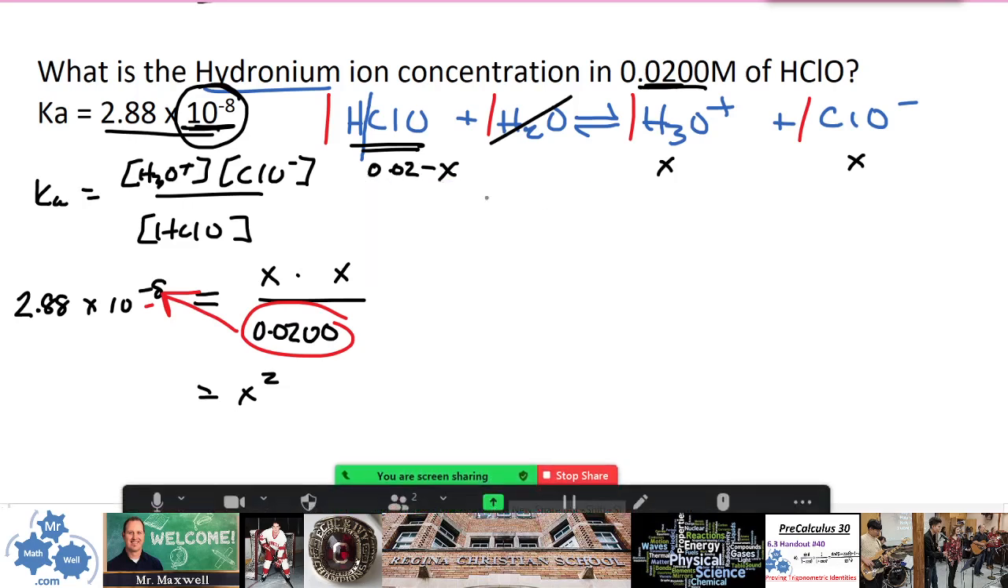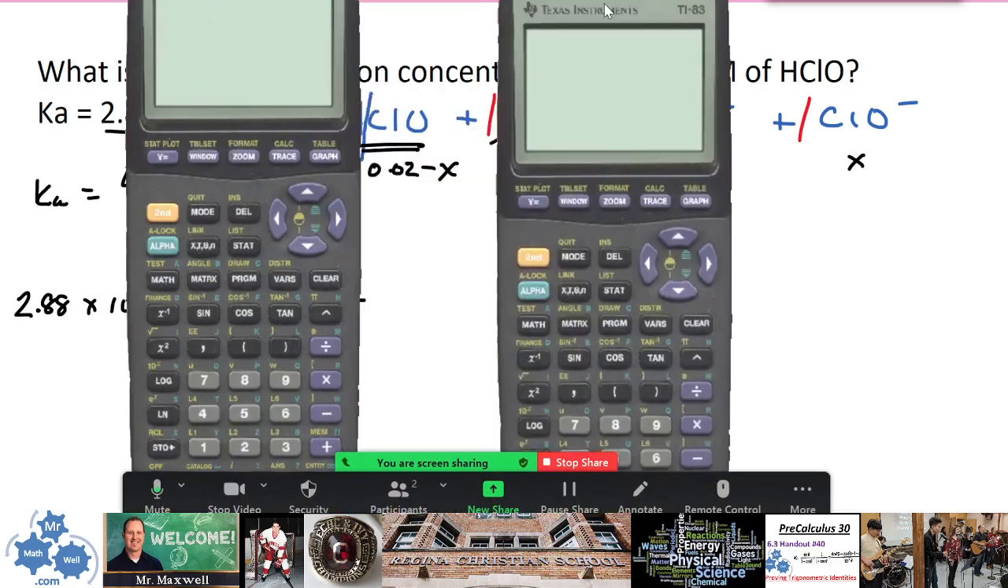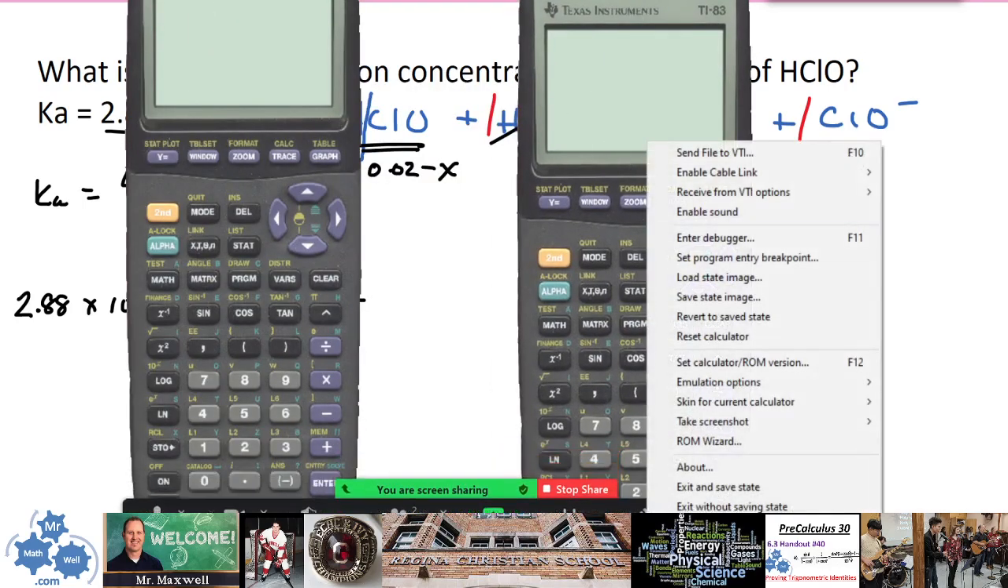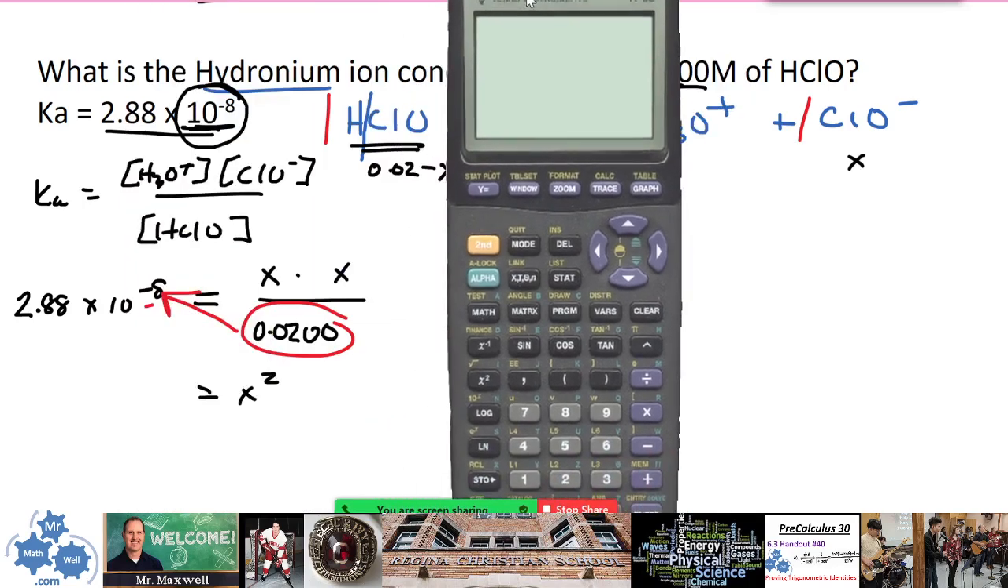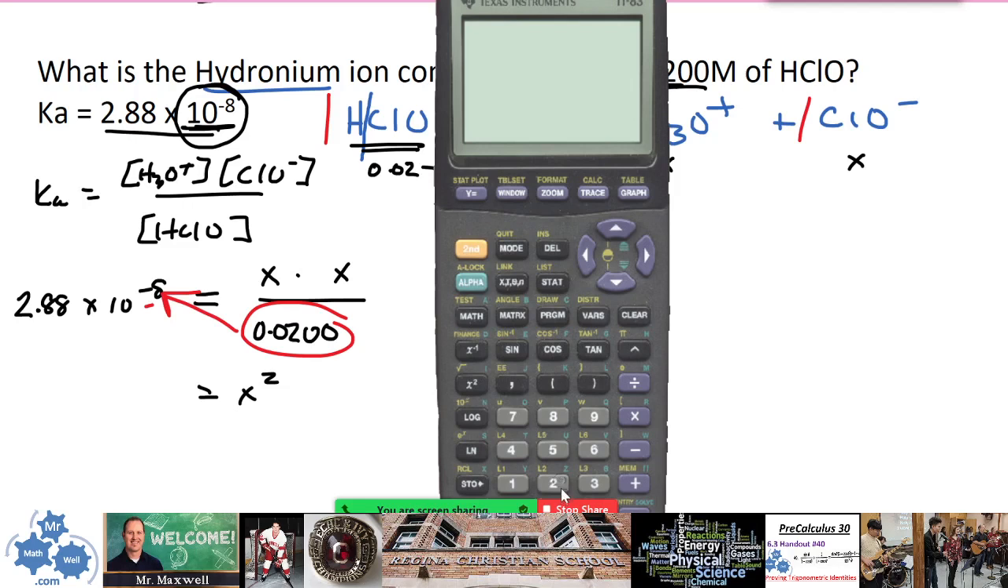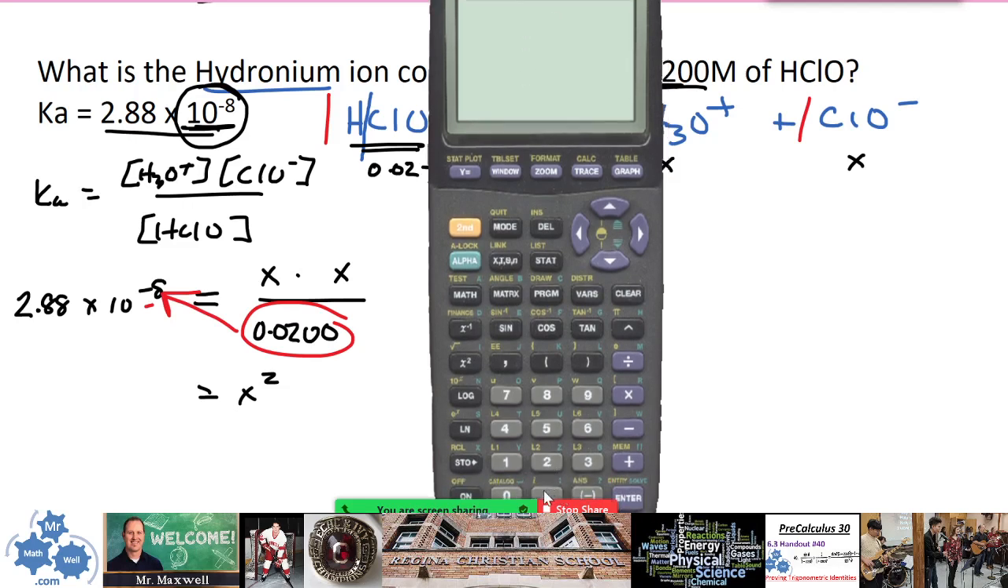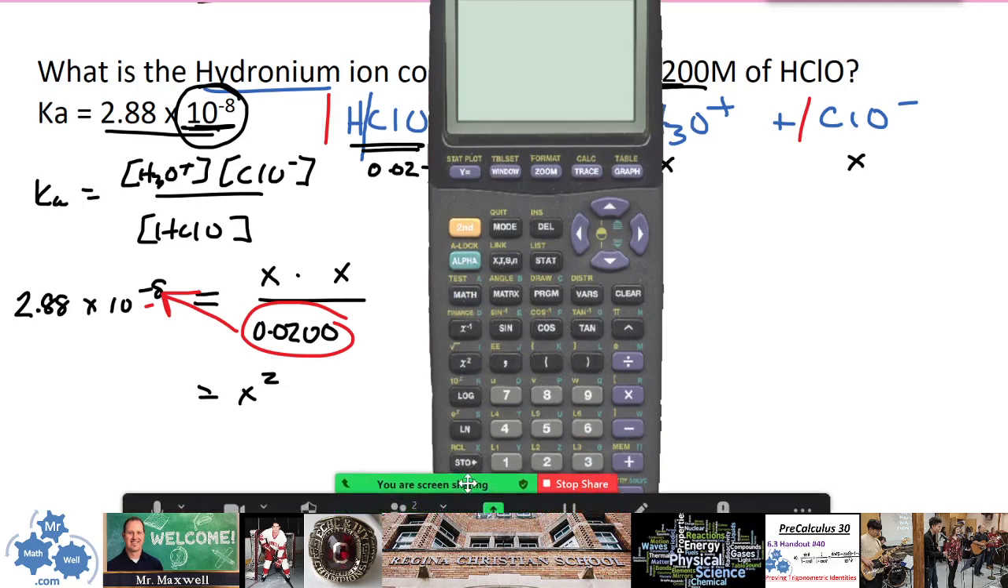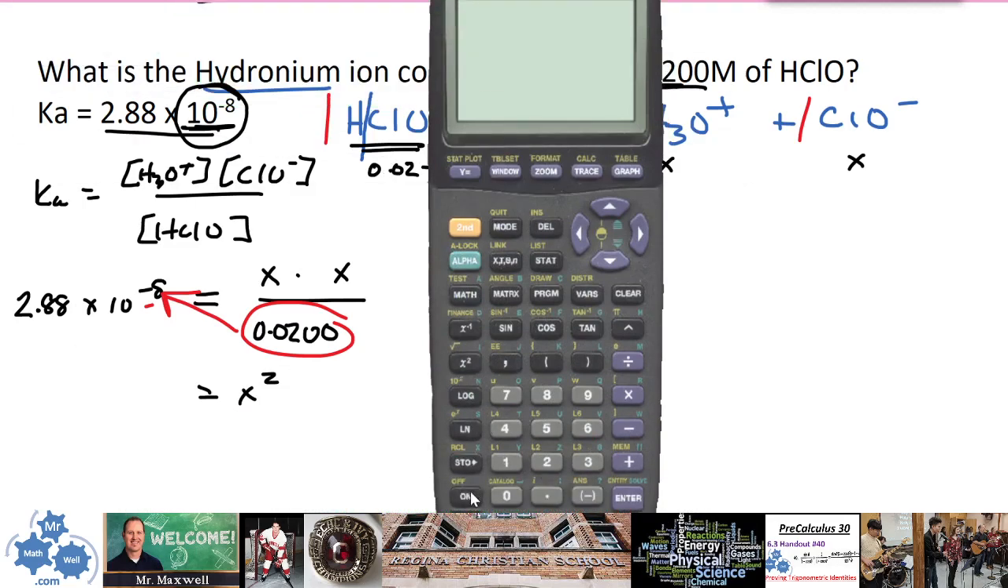There's my calculator coming. There we go. Oh, I hit it twice. So 2.88, use your exponent button there, the scientific notation button, times 10 to the negative 8 times 0.2 equals, okay, 5.76 times 10 to the negative 9.